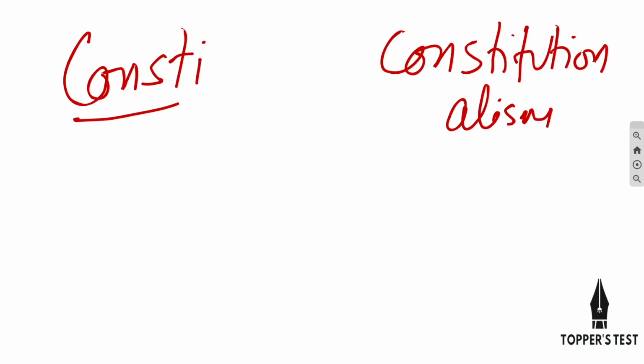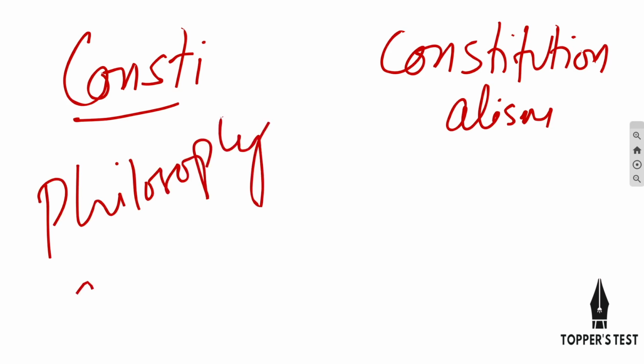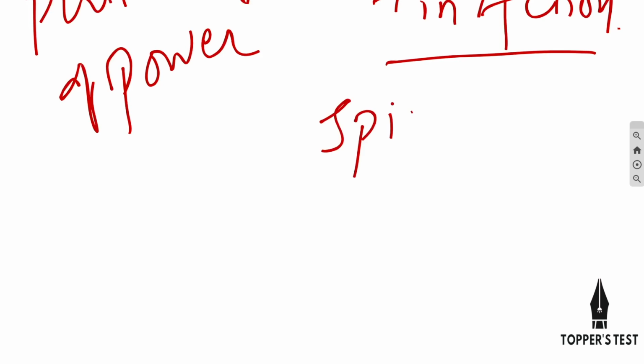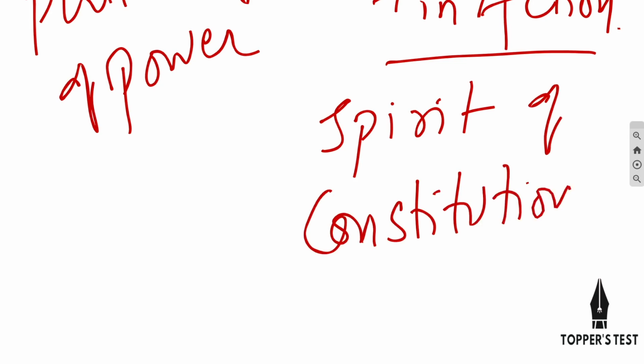The philosophy of power and constitutionalism is constitution in action. So in constitutionalism, the spirit of the constitution will be there. What between the constitution and constitutionalism derives more democratic processes? Constitutionalism. Constitutionalism is more important than the constitution. Obviously, the foundation of constitutionalism is based on the constitution. But when the spirit of the constitution works, there will be constitutionalism.